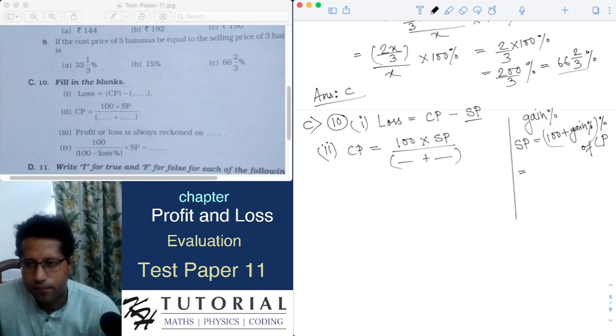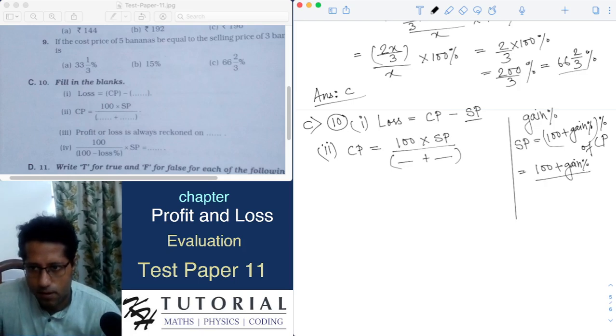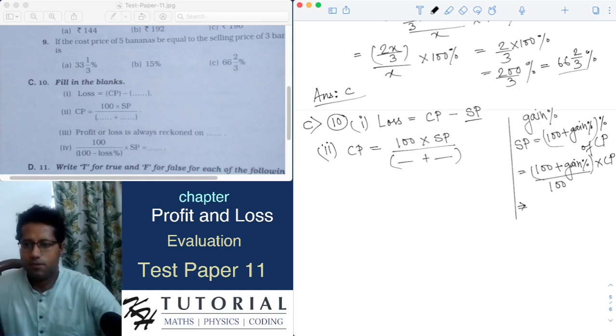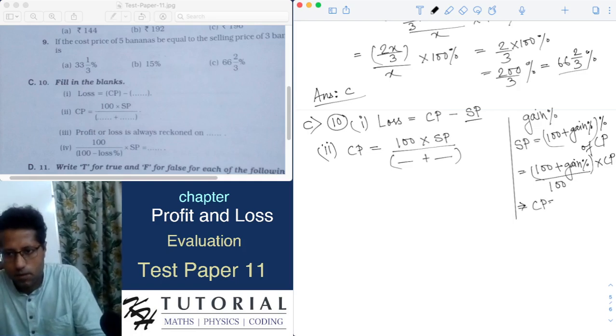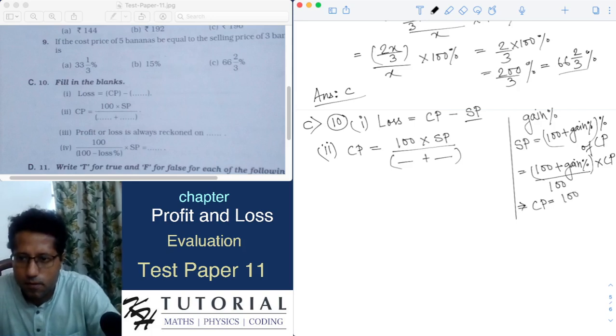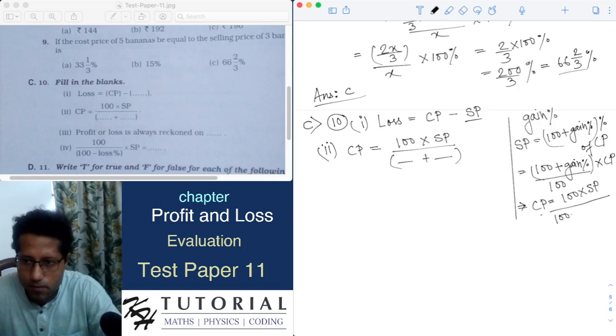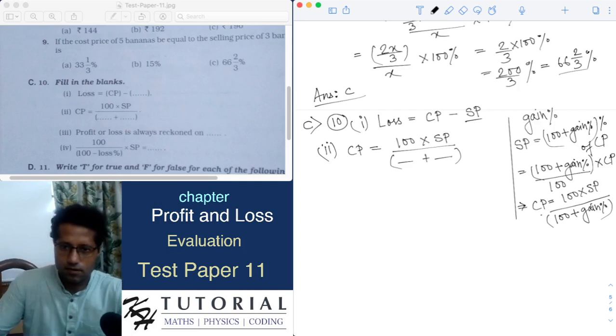This is equal to 100 plus gain percent of CP, which means 100 plus gain percent divided by 100 into CP. This implies CP equals 100 into SP divided by 100 plus gain percent. So that is what is given in the expression.